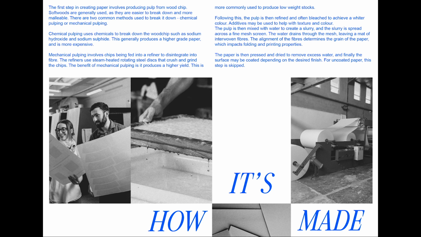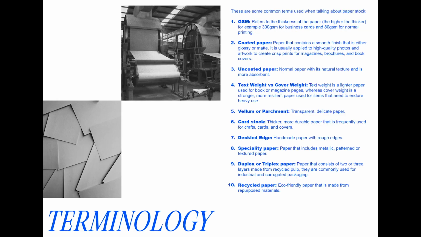The pulp is then refined and bleached to achieve a whiter colour and mixed in with a slurry. The slurry is spread across a fine mesh screen that water drains from, which leaves a mat of interwoven fibres. This is then pressed and dried and coated if needed. So these are just some of the common terms you might hear being used when talking about paper stock.